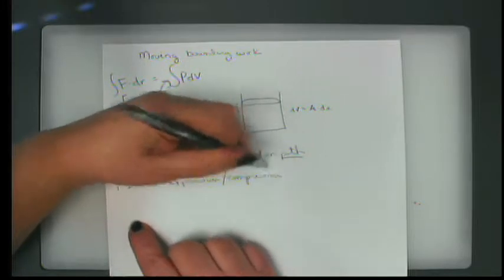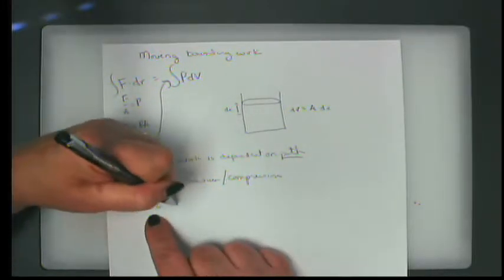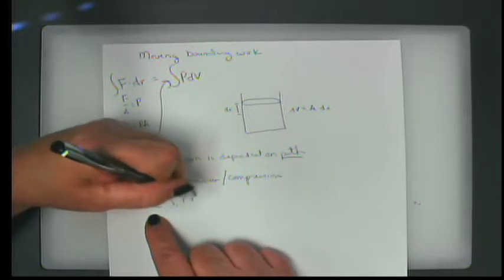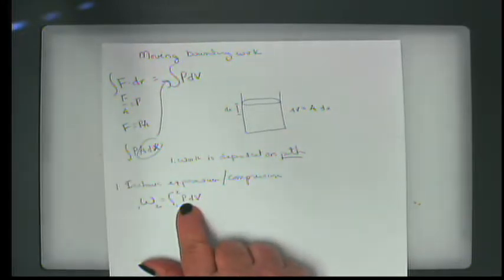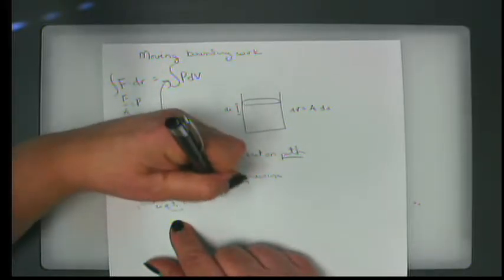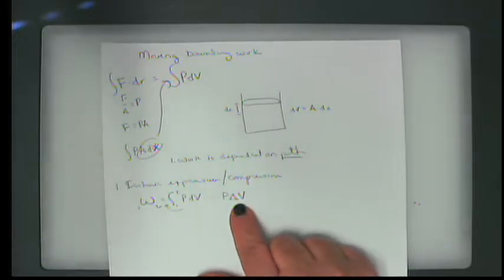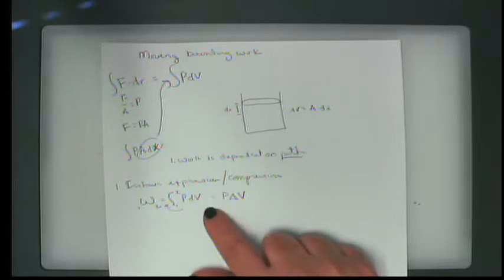Okay. So how much work is done from state 1 to state 2 isobarically? If P is constant, which is the definition of isobaric, it comes outside of the integral, and we just have P times delta V, or P times V2 minus V1. Now it's important to know P delta V is work only in the case that the pressure remains constant.